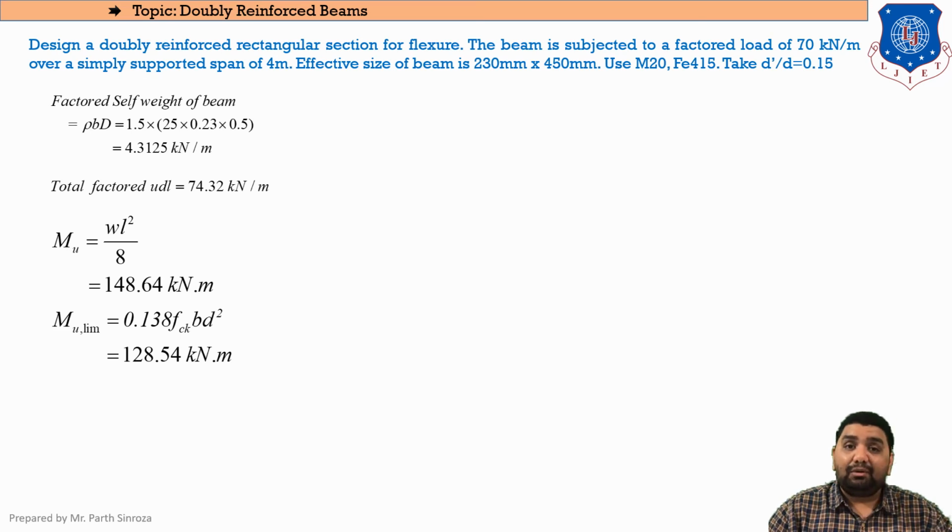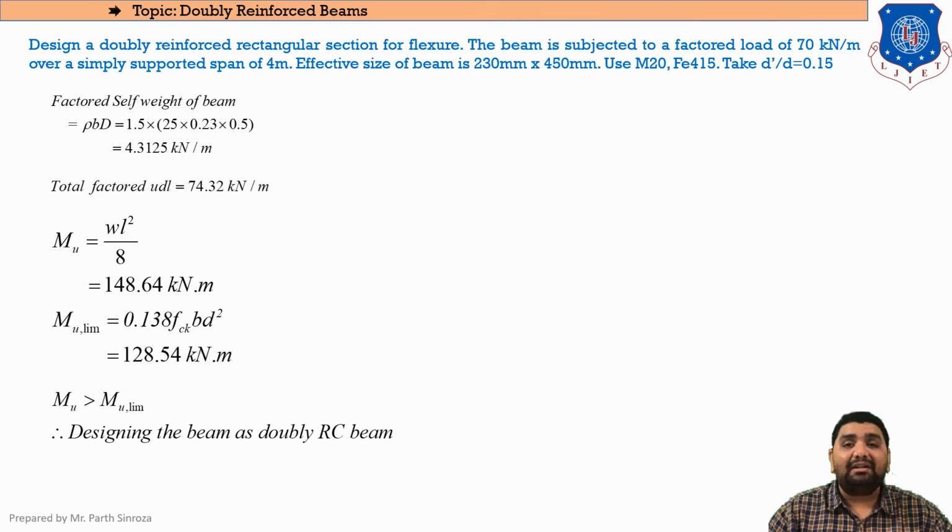For Fe415 steel, the value of Mu lim will be 0.138 fck bd square, and the answer that comes across is 128.54 kilonewton meter. Mu was 148, Mu lim comes out to be 128, so Mu is greater than Mu lim. If Mu is greater than Mu lim, then we have to compulsorily design it as a doubly reinforced section. So now we have proved that this is a doubly reinforced section.